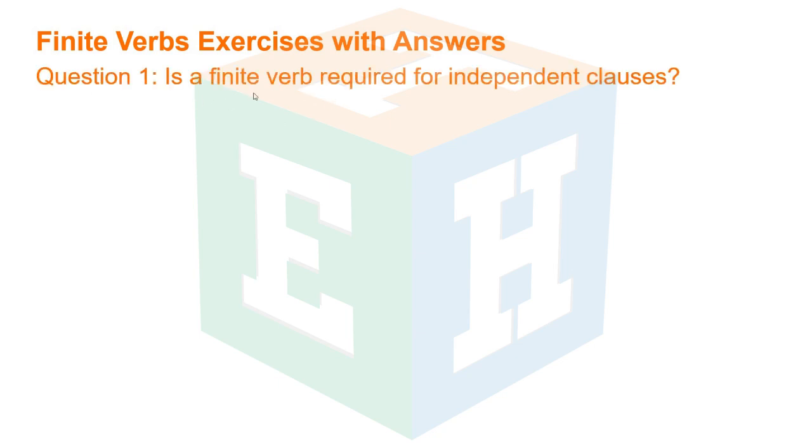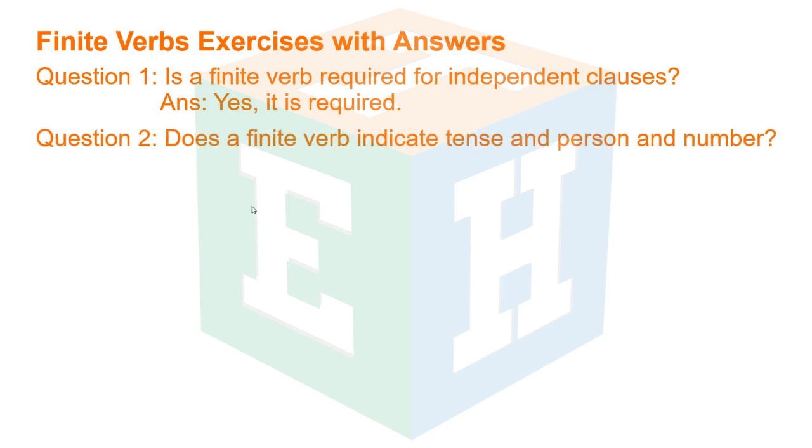Finite verbs exercises with answers. Question 1. Is a finite verb required for independent clauses? Answer: yes, it is required. Question 2. Does a finite verb indicate tense and person and number? Answer: yes, it shows tense, person, and number.